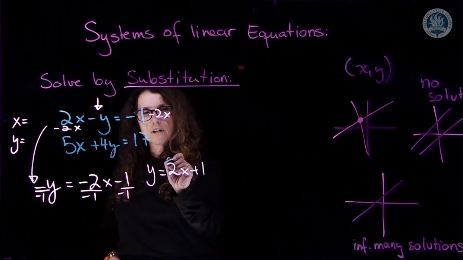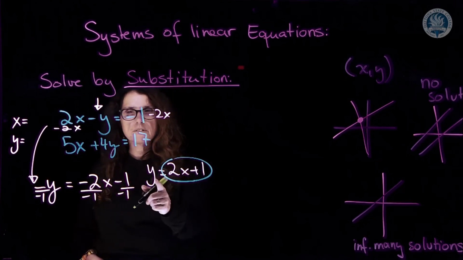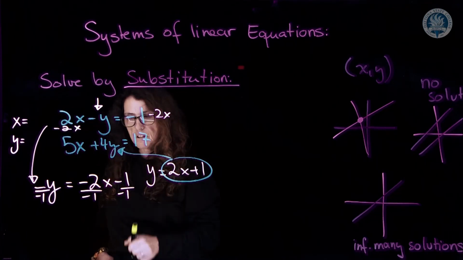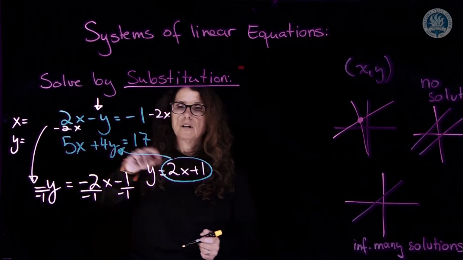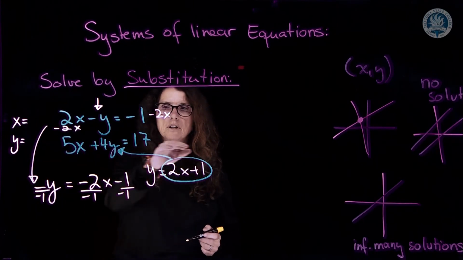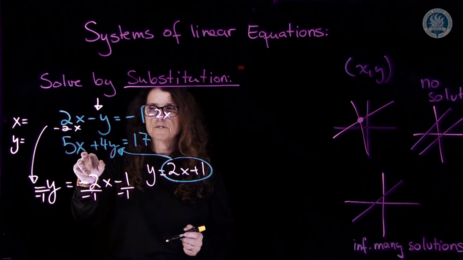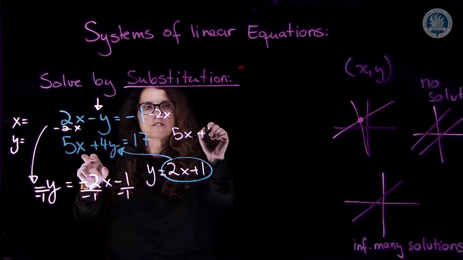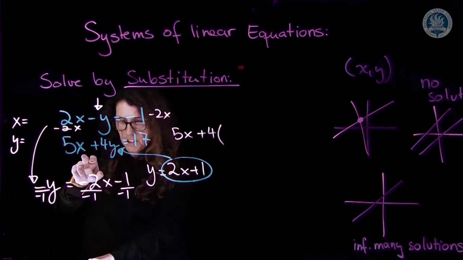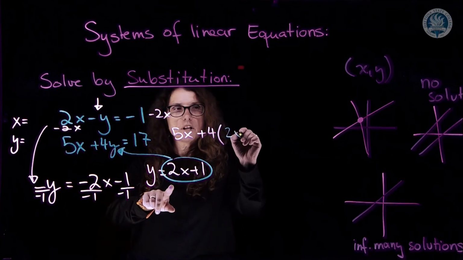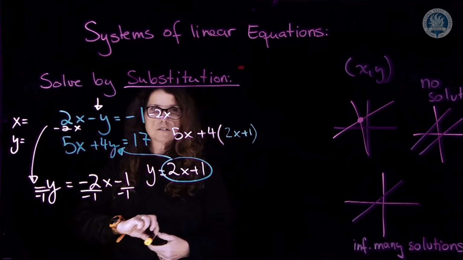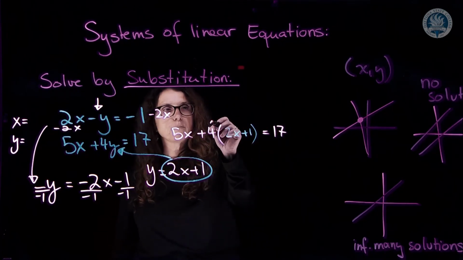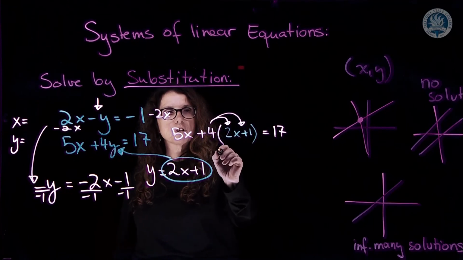What do I do with it? I'm going to substitute the y in the second equation with 2x plus 1. Why do I do this? To get an equation with just one variable. So now I'm copying the second equation, 5x plus 4, but the y is being replaced with 2x plus 1, and that is equal to 17. So this is now the equation I have to solve by clearing the parentheses first.